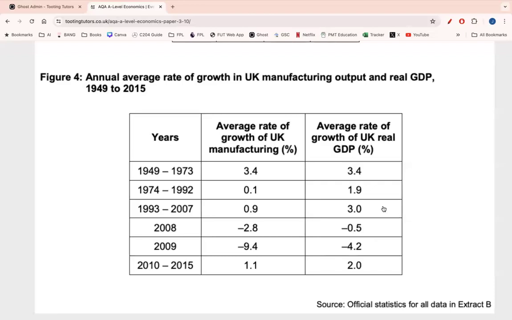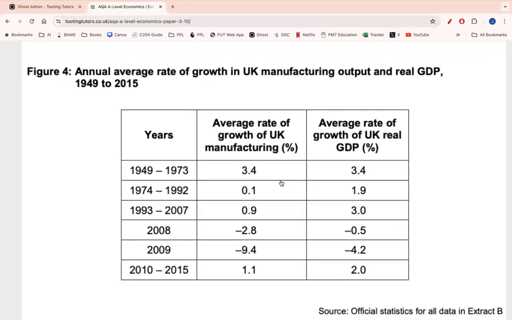Wait, figure 4 suggests that UK manufacturing output may have increased because it went from 0.9% to 1.1% in these years. That would just be year-on-year growth, right? Yeah, and then you could compare it to the rate of growth of real GDP, which has gone down. So it could well be that manufacturing has taken up a bigger percent of GDP.